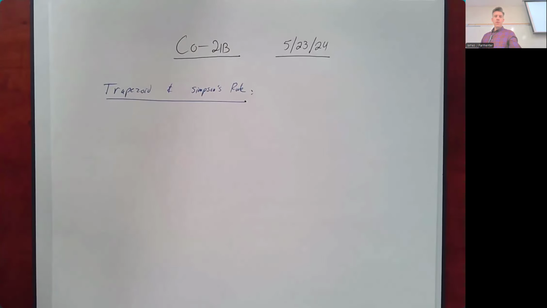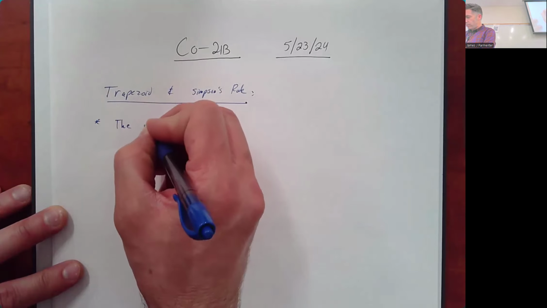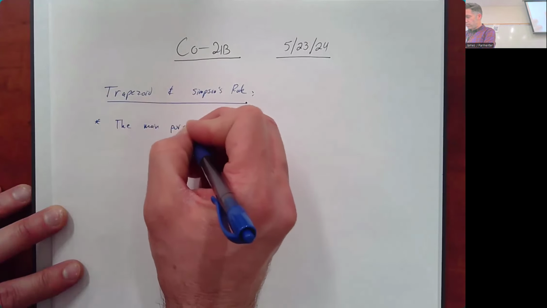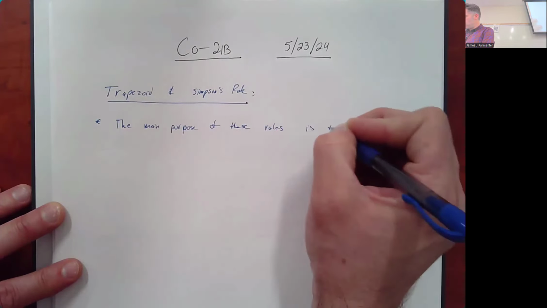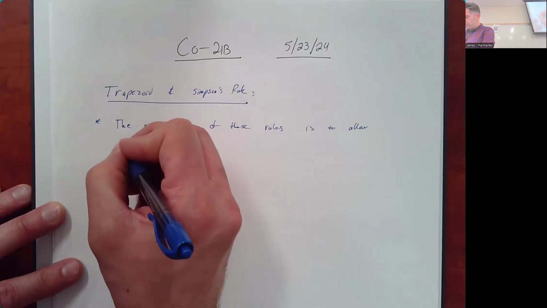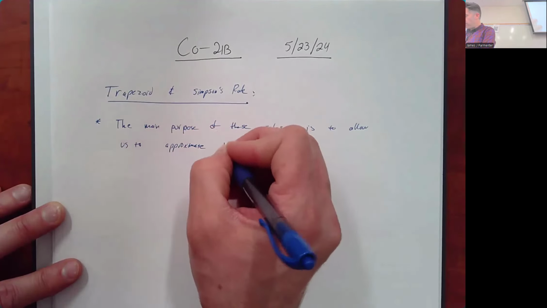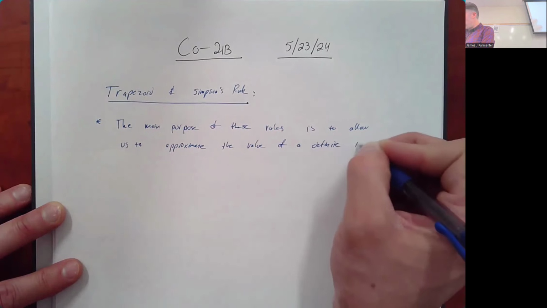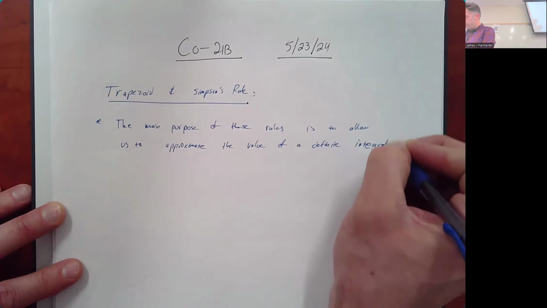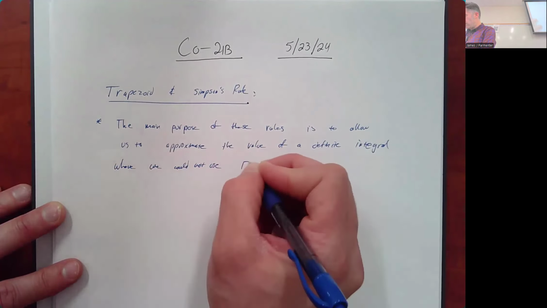So what I would say mainly is that the main purpose of these rules is to allow us to approximate the value of a definite integral where we wouldn't be able to use the fundamental theorem of calculus part 2. Where we could not use FTC part 2.